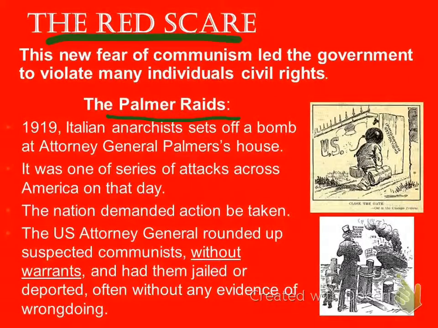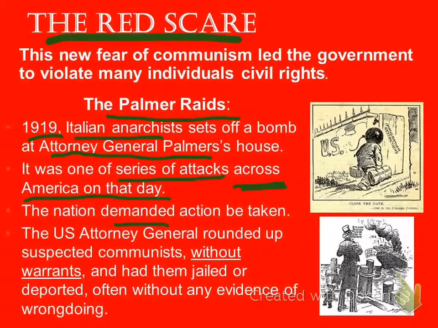Oh, that's better. I made the line a little thinner, see how that works out. In 1919, Italian anarchists set off a bomb at the Attorney General's home. The Attorney General, A. Mitchell Palmer. A bomb was set off at his house. It was just one of a series of attacks across America on that day. The nation demanded that action be taken. And that makes sense. I mean, things have got to be done. We have to be protected.